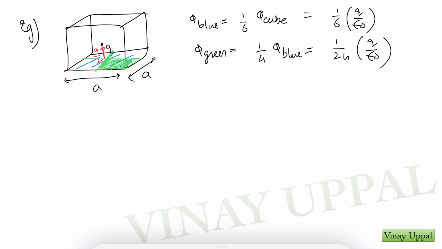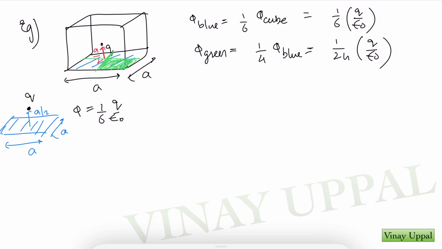In the question, they may not give you a cube and then ask you the question. They may just ask you, let's say a charge is placed over the center of a square surface at a height a by 2. What is the flux to this blue surface? But that is just the situation that we discussed here. So here the flux will simply be 1/6 q by epsilon naught.